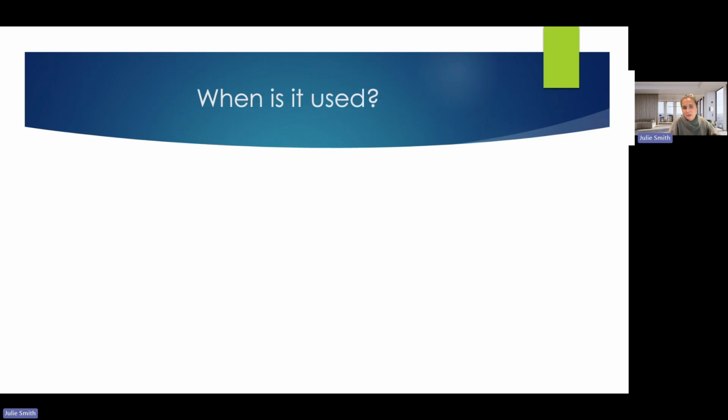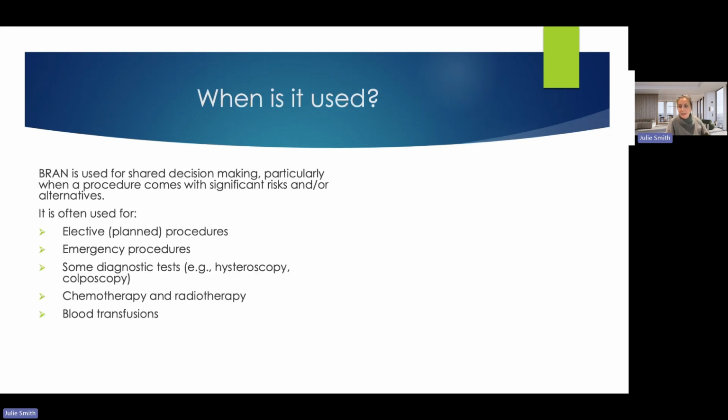And so when is it actually used? You'll see it often on consent forms, but it will also be used in conversations. It's absolutely not limited to written information. Because of my background, I will be referring to it quite a lot in the context of written information, but it's really important to remember that BRAN can be a process of a conversation as well, an interaction with your healthcare professional about the procedures that are being recommended to you.